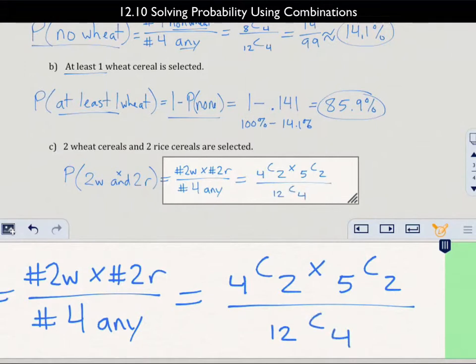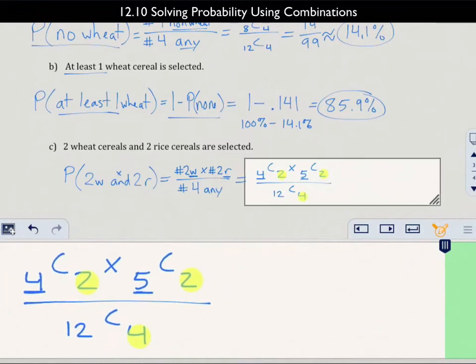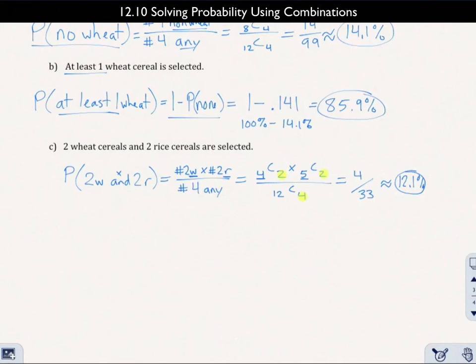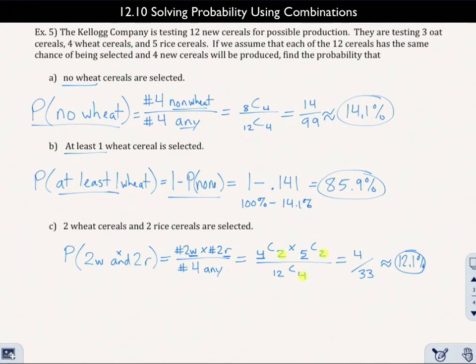Now when you set up these problems with the fundamental counting principle, you have to make sure that the numbers you're choosing on top add up to the number that you're choosing on the bottom. You can also see here when you did wheat, we had 4 wheat cereals, and when you did rice, we had 5 rice cereals. When you use your calculator and multiply this together, you're left with 4 out of 33, which is about 12.1%. All right, so that is how we can use combinations to solve our probability problems.